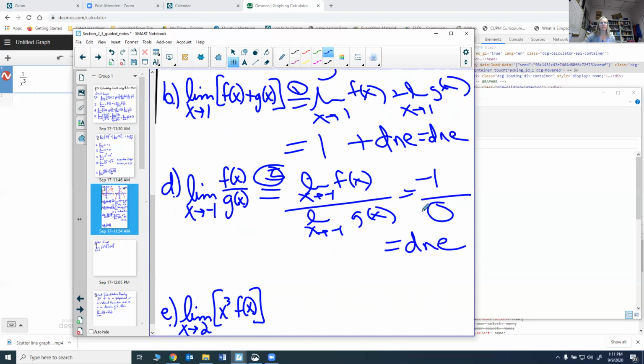A little bit later on, we're going to tell you that this actually would be, in this case, negative infinity, because -1/0 actually is tending towards negative infinity. But right now, we're just going to say it does not exist.